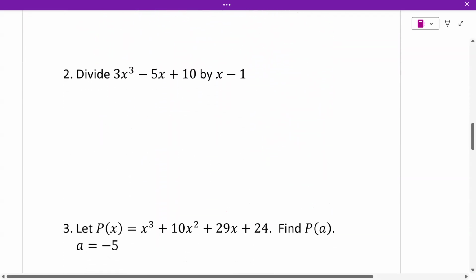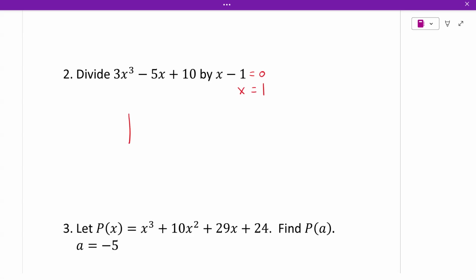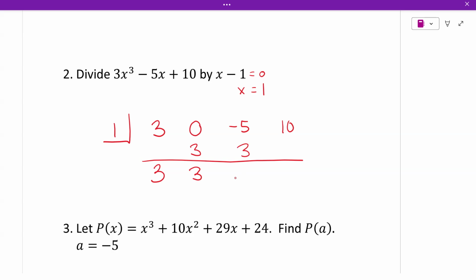So let's do this one. If we set this equal to 0, what does x equal? 1. So we put a 1 out here. 3x to the third. How many x squareds do I have? 0. Then minus 5x plus 10. So this is how you set it up. 3, 0, negative 5, 10. Okay? What's 3 plus 0? 3. 1 times 3 is? 3. 0 plus 3 is? 3. 1 times 3 is? Negative 5 plus 3 is?